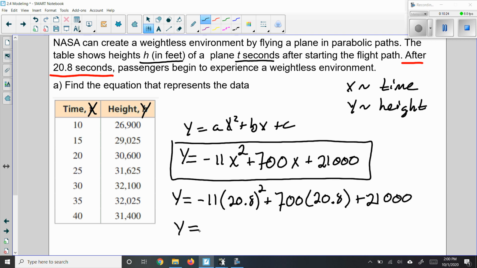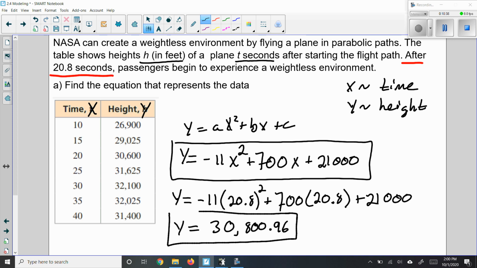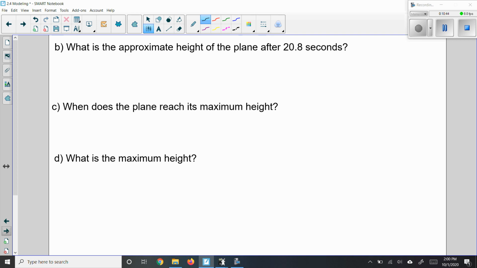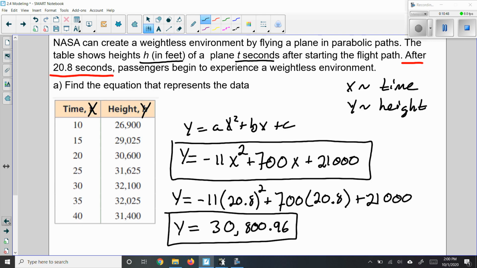So the height after 20.8 seconds is 30,800.96 feet. Now it didn't tell me how to round, so I'm just going to round it like that. What is the approximate height of the plane after 20.8 seconds? Well, we figured that out.